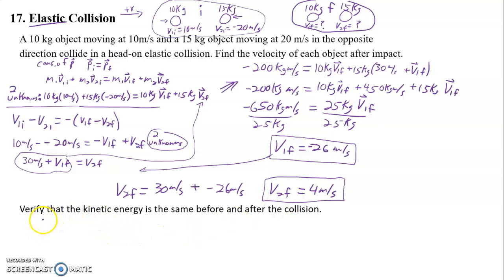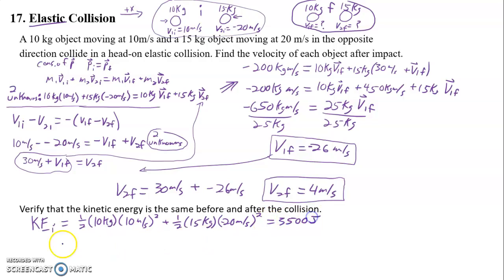And now we should be able to verify that the kinetic energy is the same before and after the collision. So we look before the collision, we've got these objects. I'm just going to fill in for object 1, and then for object 2, it was moving at 20 meters per second. And put the negative sign there, if that makes you feel better. And we see that that is 3,500 joules.